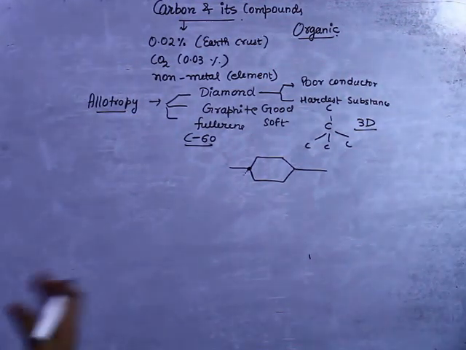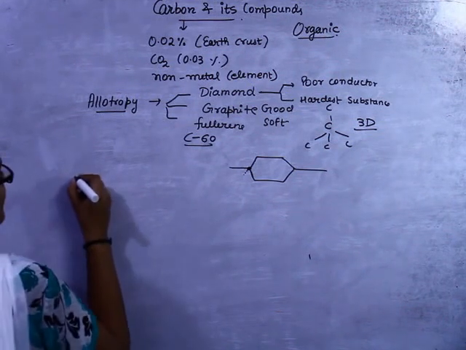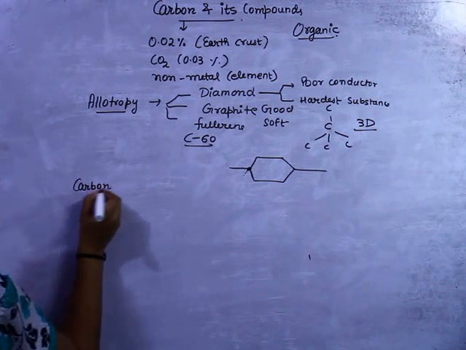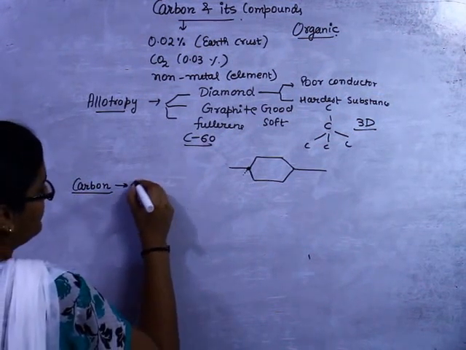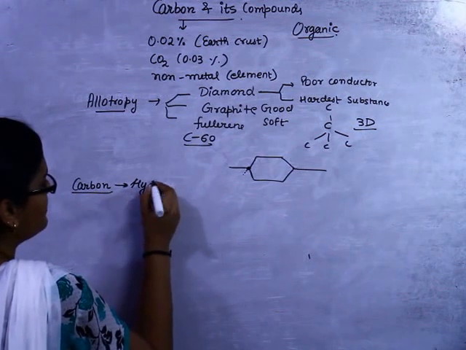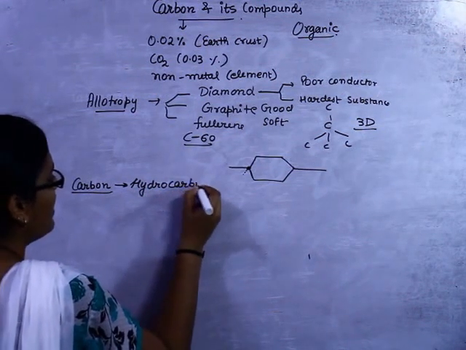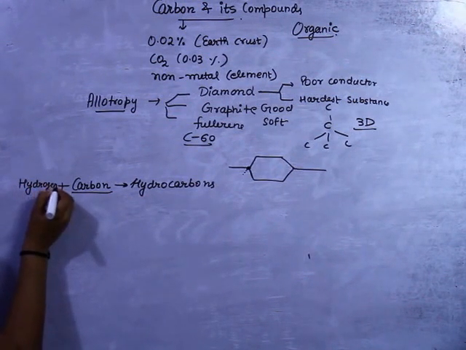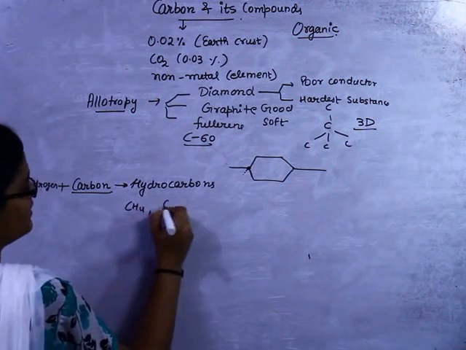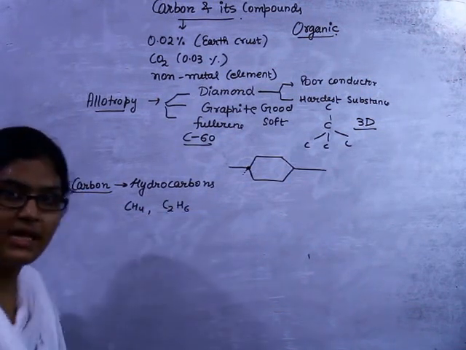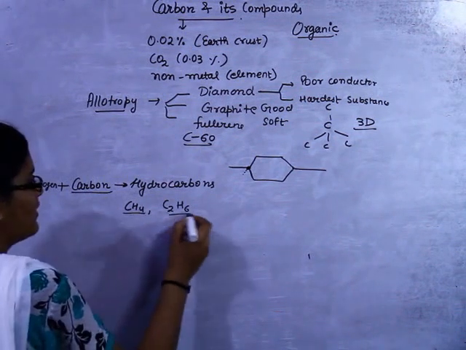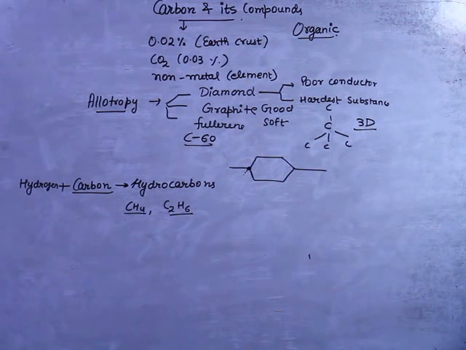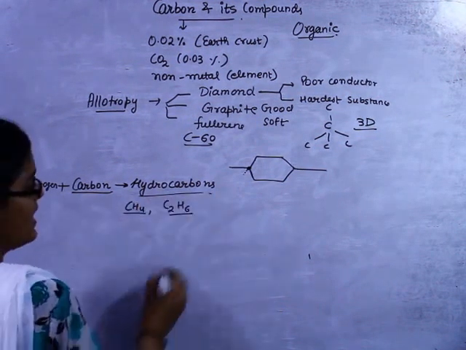Now what is special about carbon is its functional groups. The compounds of carbon with hydrogen are called hydrocarbons, like CH4 methane, C2H6 ethane. What is the procedure of preparing these compounds, hydrocarbons?